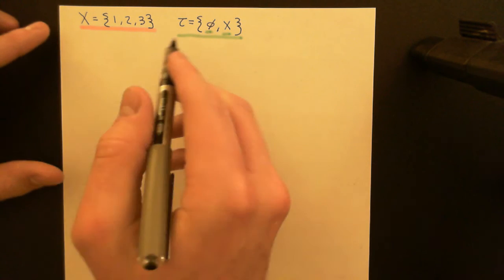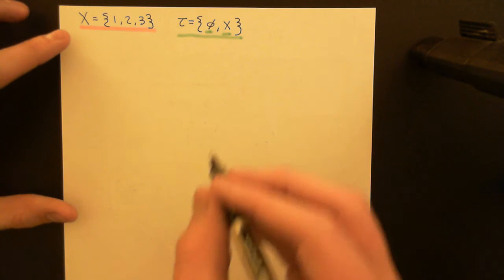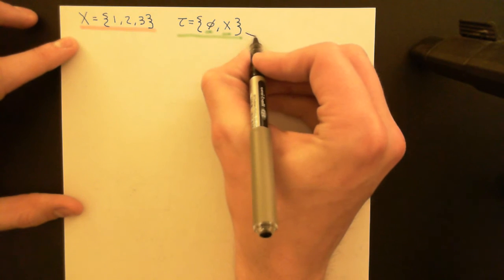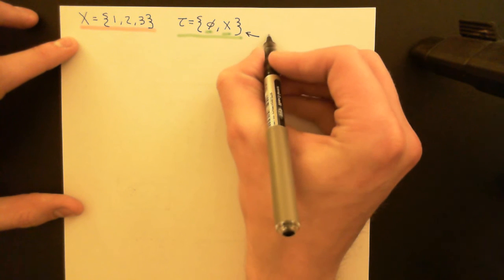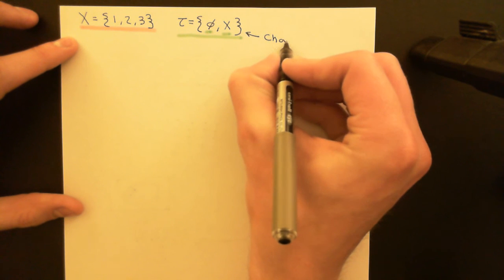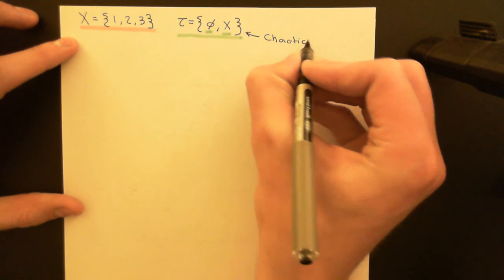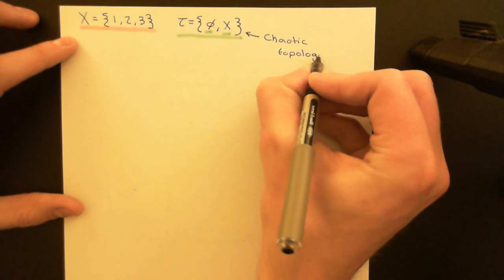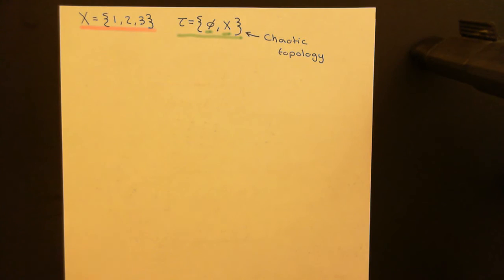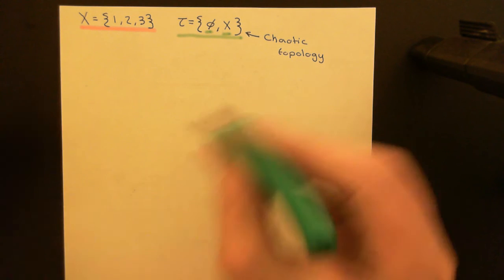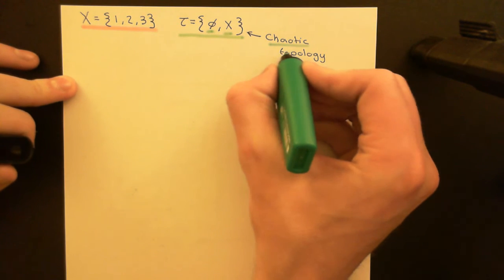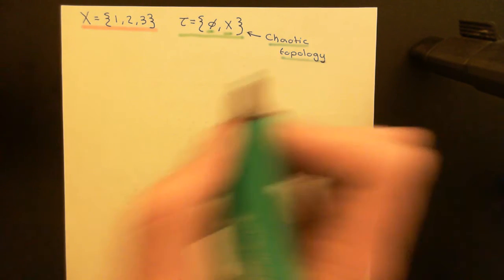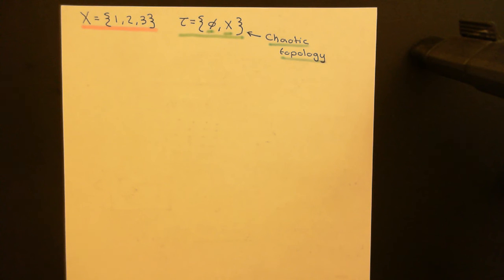So this is always a trivial example of a topology, and this topology is what's known as the chaotic topology. And you can absolutely always put the chaotic topology on any set capital X that you've got to turn it into a topological space. So you can imbue a set capital X with the chaotic topology to make a topological space.